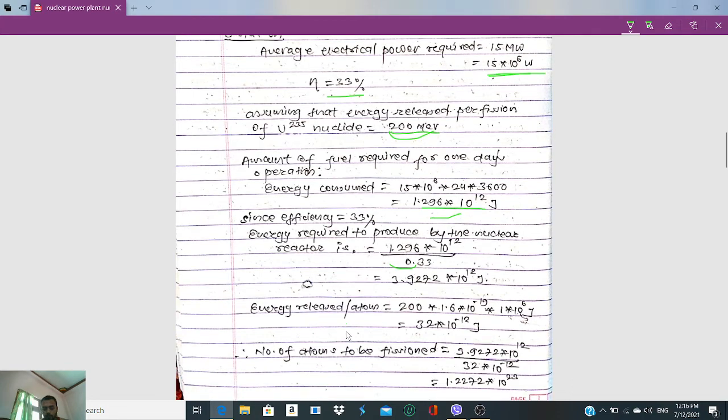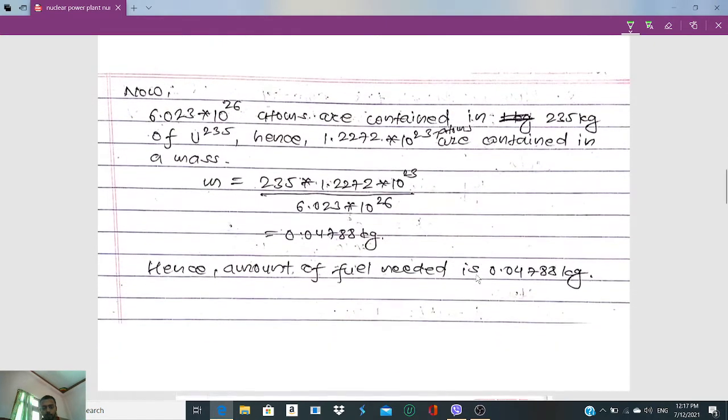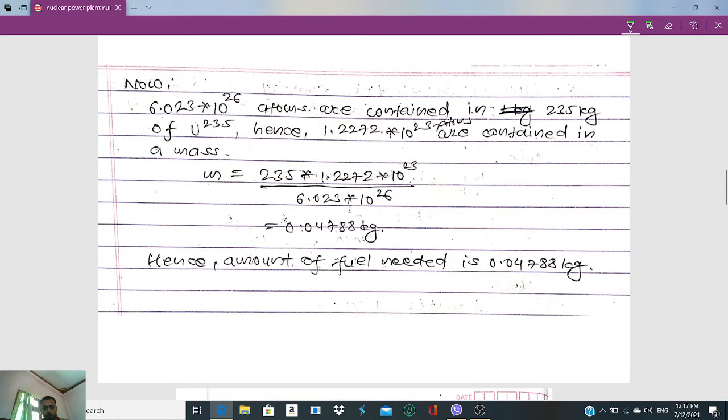So our number of atoms to be fissioned will be 3.9272 into 10 power 12. This value means energy required to be produced by the nuclear reactor upon energy released per atom. So here we have 1.2272 into 10 power 23. Now we have to calculate the value of the mass m.